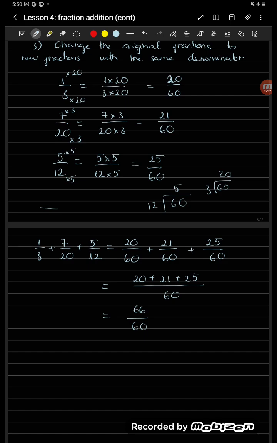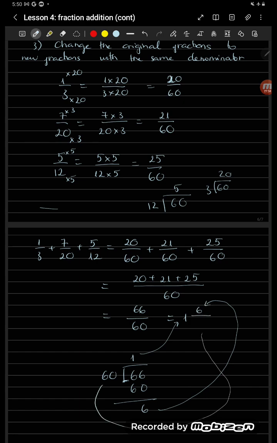It means the numerator is greater than the denominator, so you can convert this into a mixed number by the same method we used, long division. Take the top part, divide by the bottom part, and 66 divided by 60 is 1, and then you have a remainder of 6. So we can fill in the quotient here, the remainder here, and the divisor here. Okay, so that's the final answer.